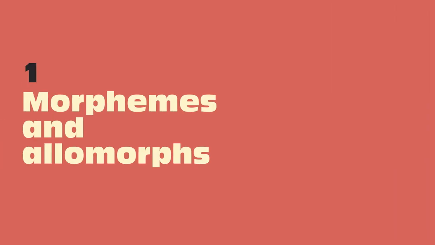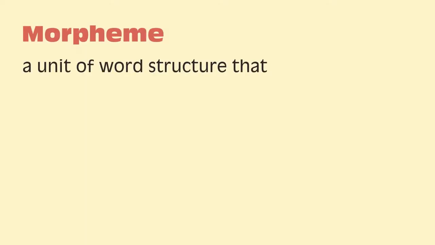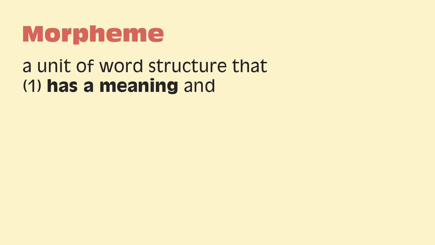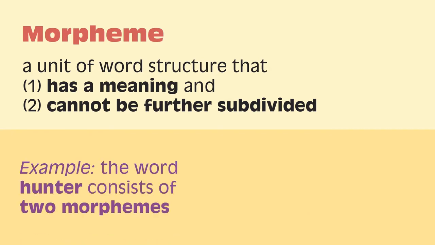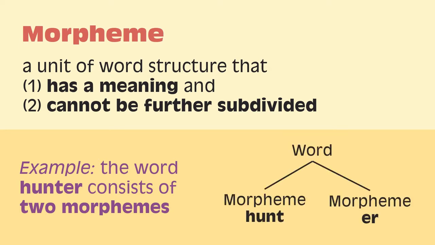First, morphemes and allomorphs. A morpheme can be defined as a unit of word structure that has two key properties. It's a unit that carries a meaning, and it's a unit that can't be further subdivided into smaller units. As an example, consider the word hunter. This word consists of two morphemes. One morpheme is hunt, the other morpheme is -er.